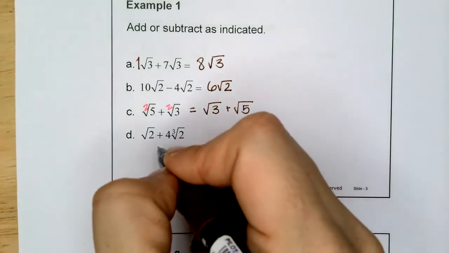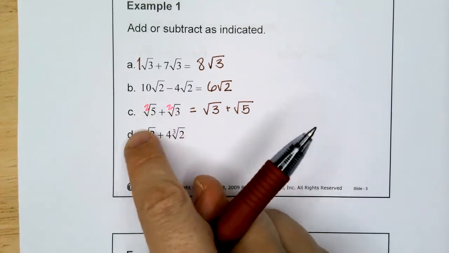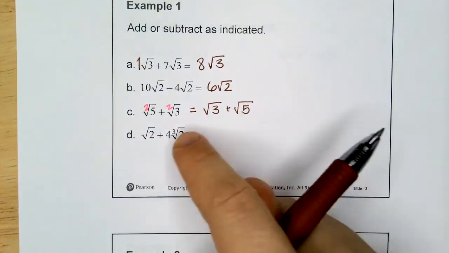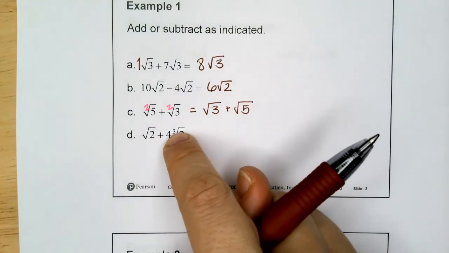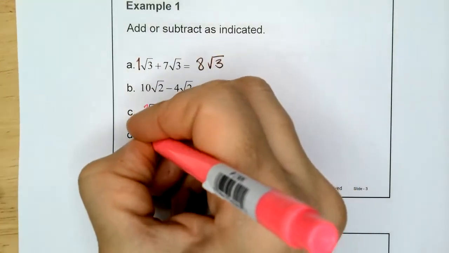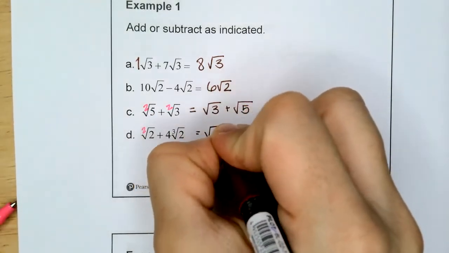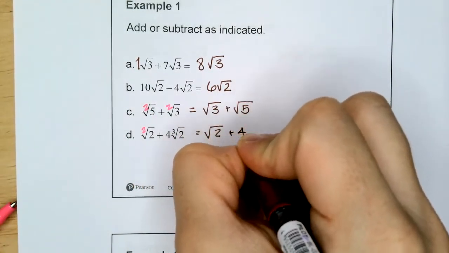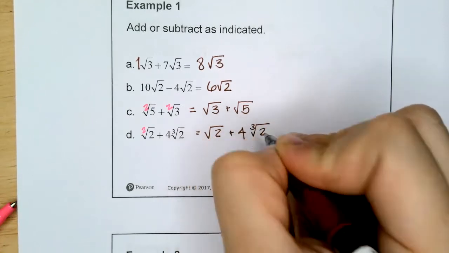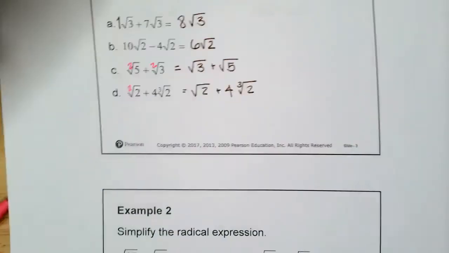Okay, here we have the same root, different radicand, so we could not simplify it. Here we have the same radicand, but different roots. That's a 3 and that's a 2. So again, it cannot be simplified. It cannot be simplified any further. All right.